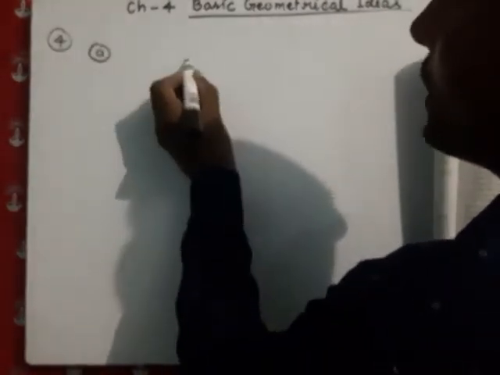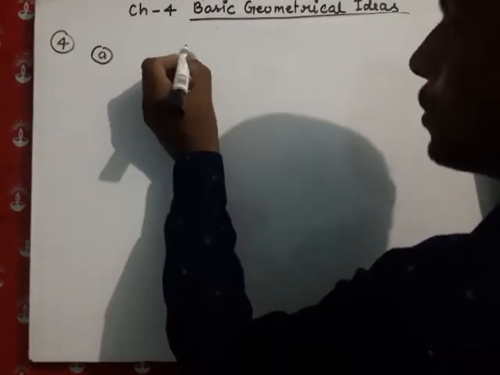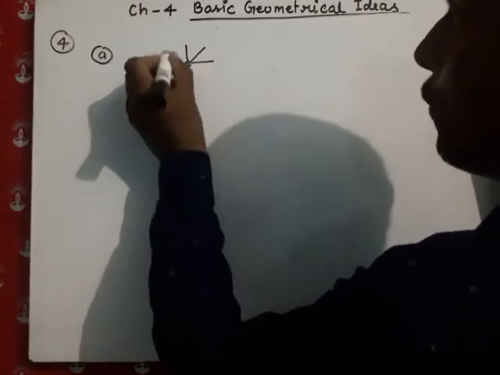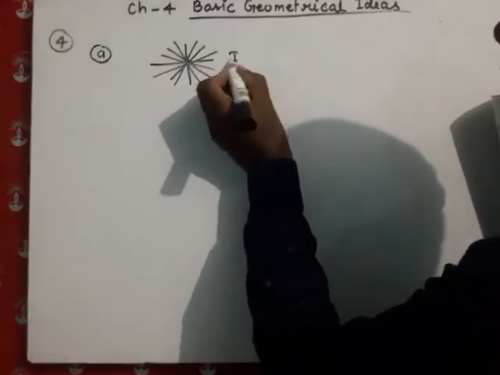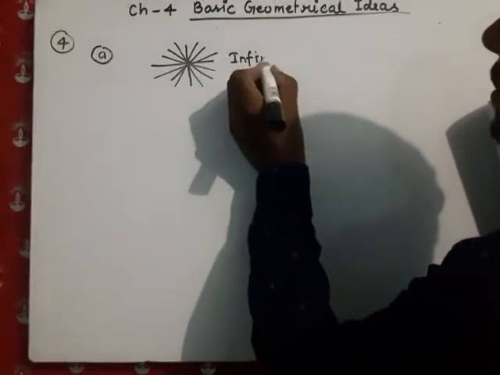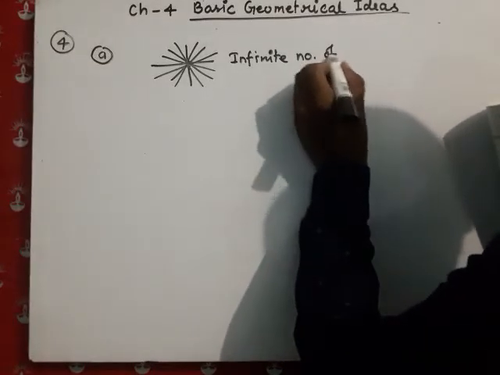First, one point. Here one point is given. So how many lines can pass through this one point? Here, an infinite number of lines can pass through one point. So we will write down the answer: infinite number of lines.